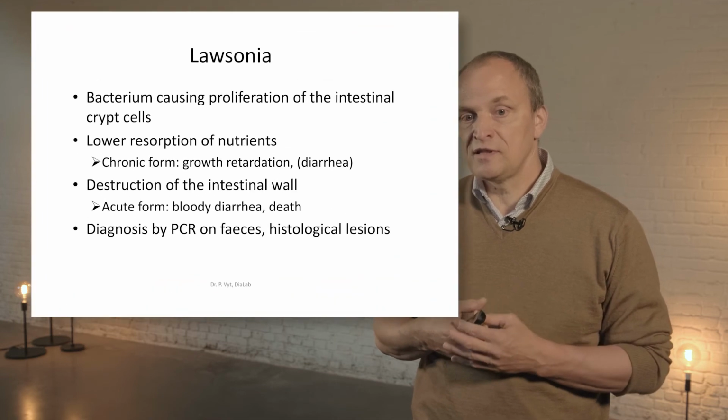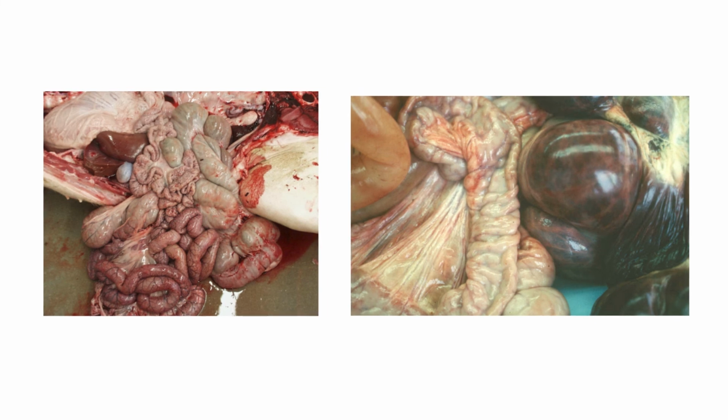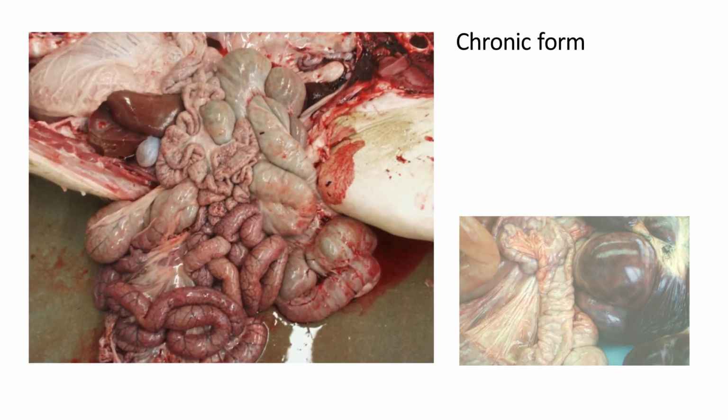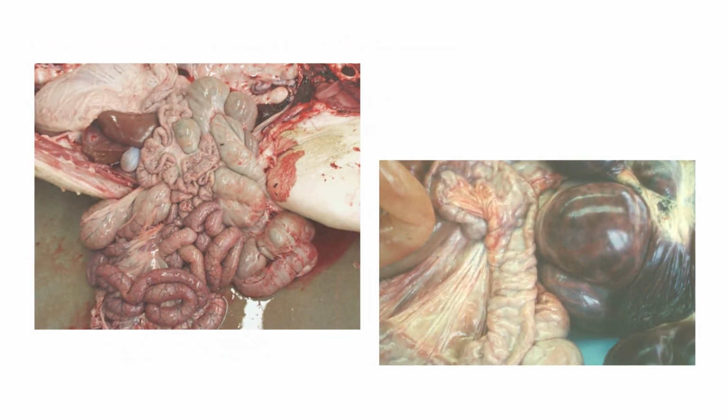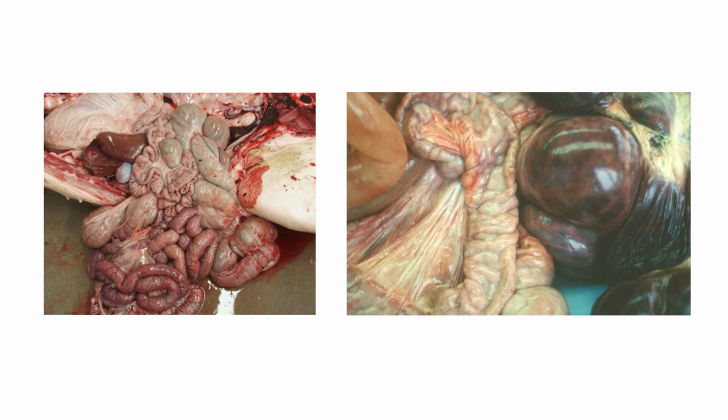We diagnose the disease by PCR on the feces or on the intestine because the bacteria is difficult to culture. And we can also look at histological lesions where we can see the thickening of the intestinal wall. To have an idea, I have two pictures of the chronic form, which is on the upper left. You see that the intestine is thickened, and in the lower right you can see the acute form. You also see the thickened intestine, but you see that there is blood within the large intestine next to it. So this animal is bleeding to death.